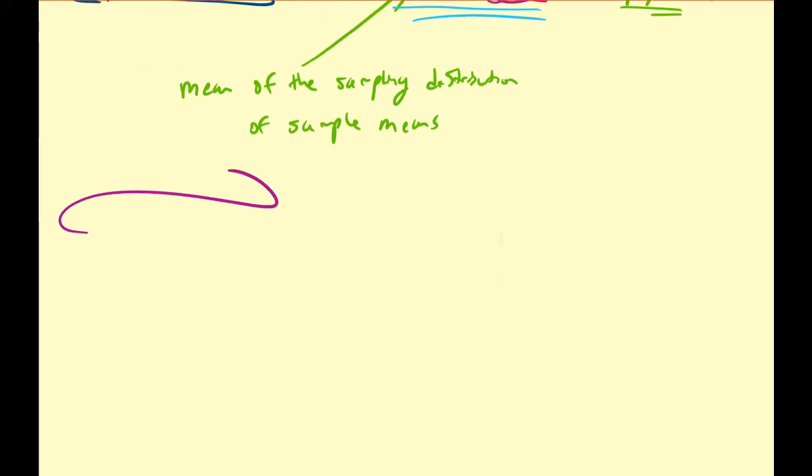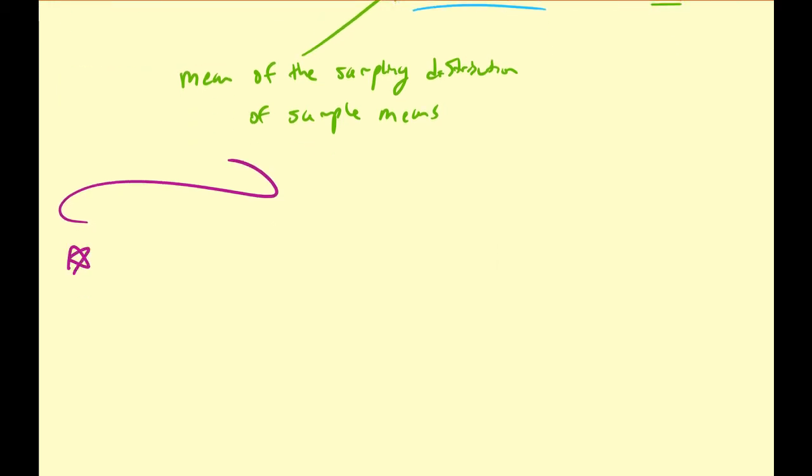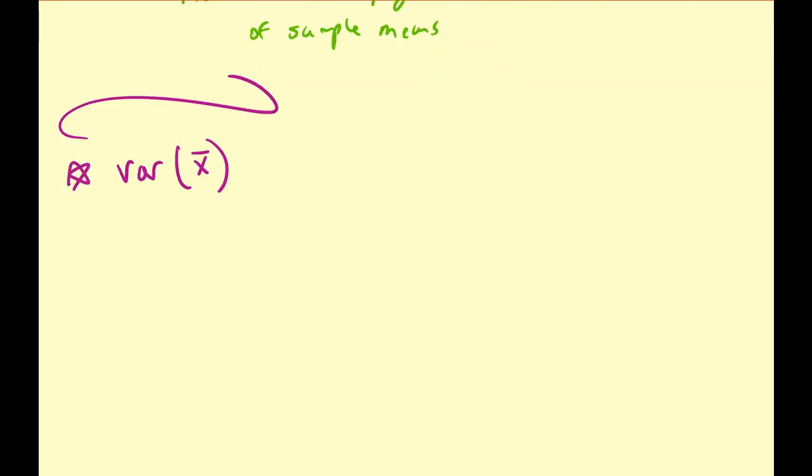So let us derive the second property. What is the variance of x bar? Again, we're going to start from the definition of what x bar represents. That's going to be equal to 1 divided by n times the sum from k equals 1 to n of each of our random variables x.